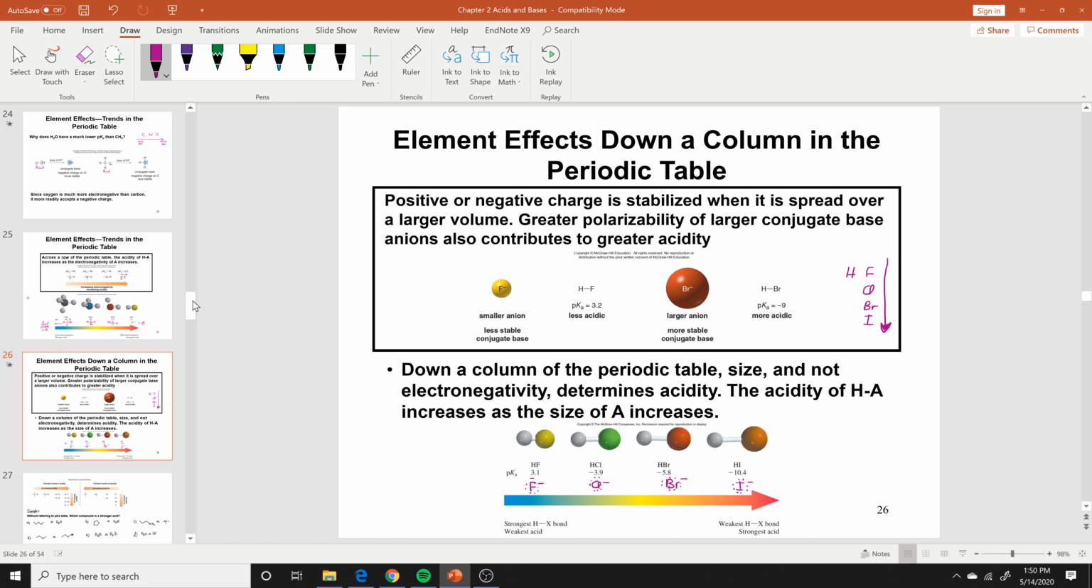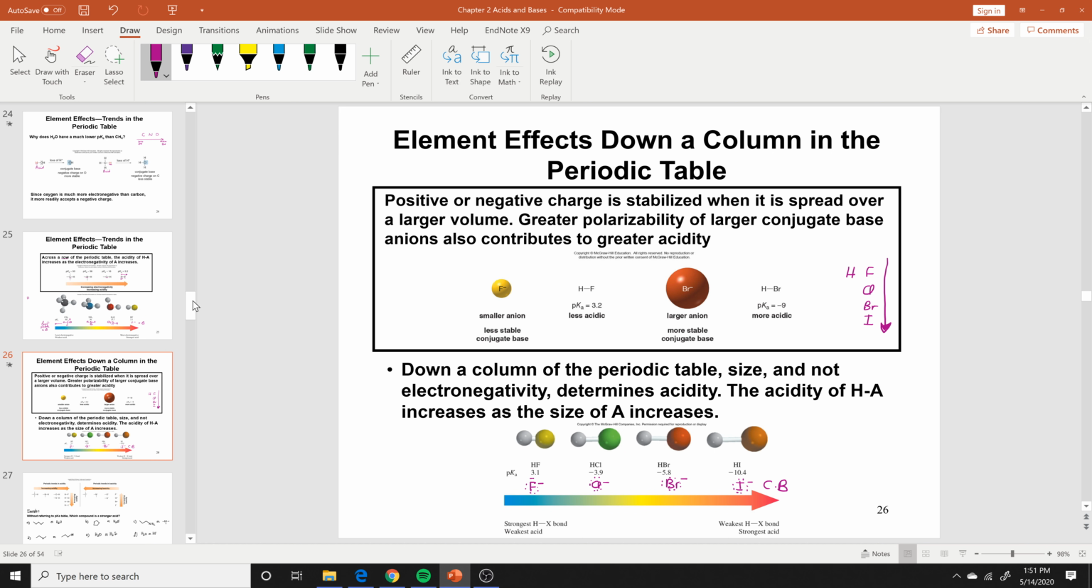This means that this is a more stable conjugate base because the charge is spread over a larger surface area. This is the same idea as resonance. So the charge spread over a larger surface area is going to be a more stable conjugate base, and then its acid is going to be the strongest. So if I am comparing between each of these acids, HI is going to be the strongest acid and HF is going to be the weakest acid.